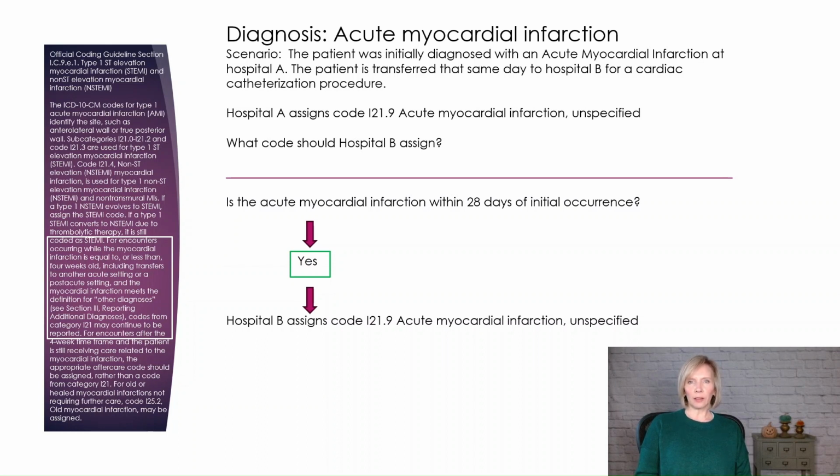In this particular scenario, Hospital B would also assign code I21.9 for acute myocardial infarction. This is because the guidelines state that the appropriate code from category I21 should be used for encounters that occur while the myocardial infarction is equal to or less than 4 weeks old. This includes transfers to another hospital where the patient requires ongoing care for the myocardial infarction.